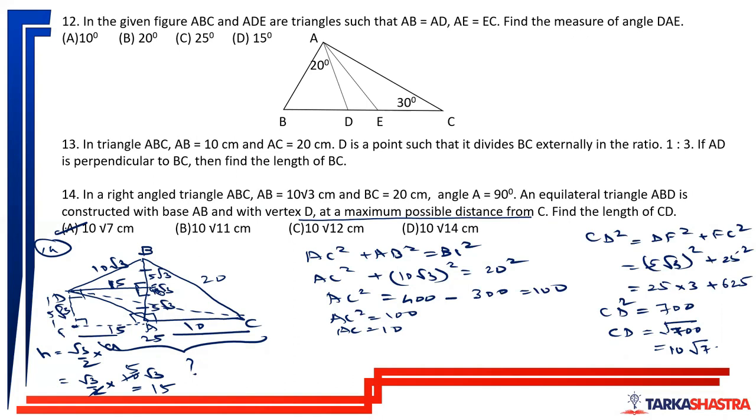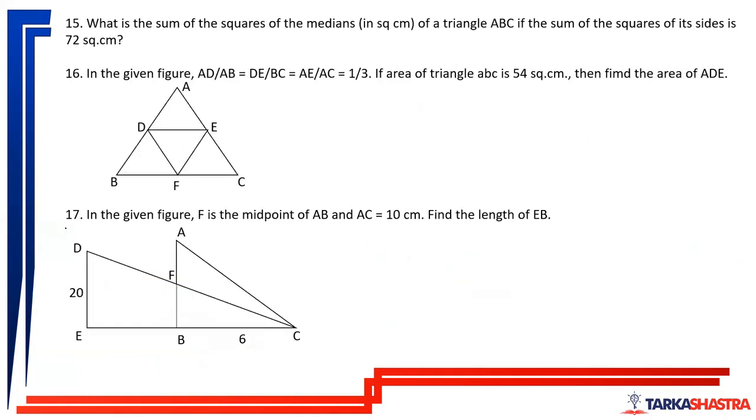Okay. Moving forward to question number 50. What is the sum of the squares of the medians of a triangle ABC if the sum of the squares of its sides is 72 centimeters square? Okay, I'm going to tell you a shortcut in this case. Try to understand this shortcut properly.